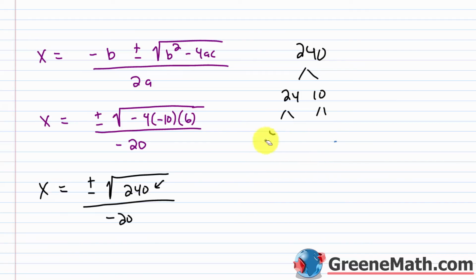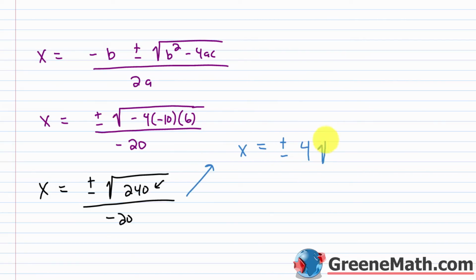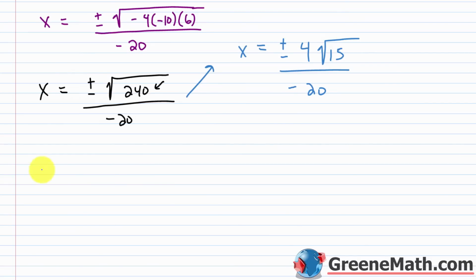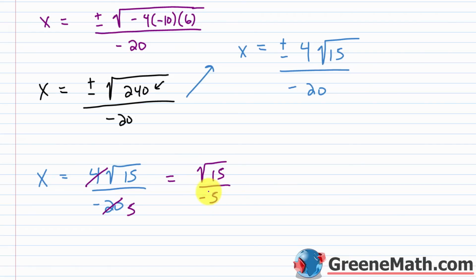So if the square root of 16 is 4, I can place that outside. So let's write this over here as x is equal to plus or minus 4 times the square root of 15, that's what would be left inside, over negative 20. So this is two different solutions. You'd have x is equal to 4 times the square root of 15 over negative 20. And of course, I can do some simplification here. I can cancel this with this and have a negative 5 here. So this would be square root of 15 over negative 5, or I can put the negative up front and put negative square root of 15 over 5, or put the negative right here and put negative square root of 15 over 5. Doesn't matter how you write it.